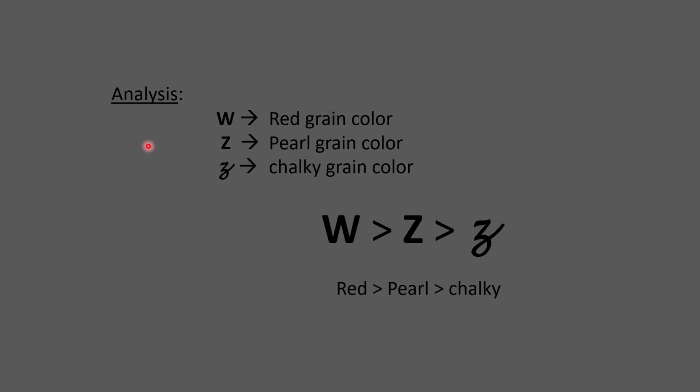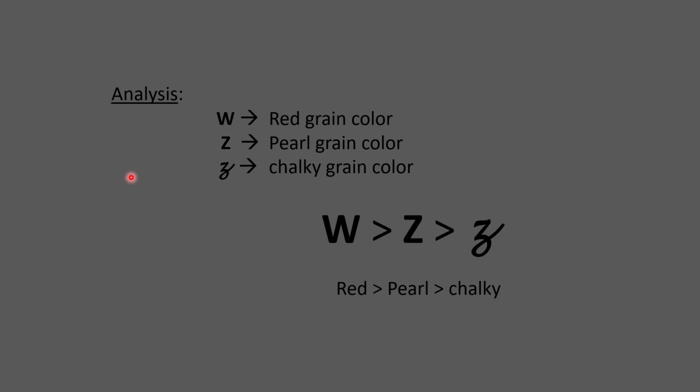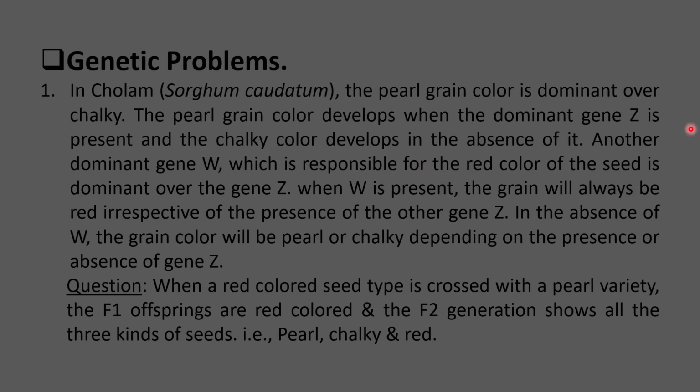So what can I take here? I can take the dominant Z produces pearl grain color, and chalky color develops in the absence of the dominant gene. So, in the absence of the dominant gene, which means the recessive allele z will give you the chalky grain color. And what does the next sentence say?